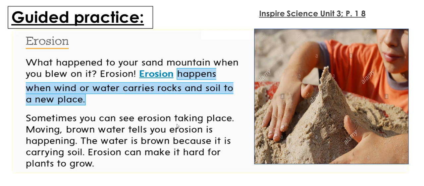Sometimes you can see erosion taking place. Moving brown water tells you erosion is happening. The water is brown because it is carrying soil. Erosion can make it hard for plants to grow.